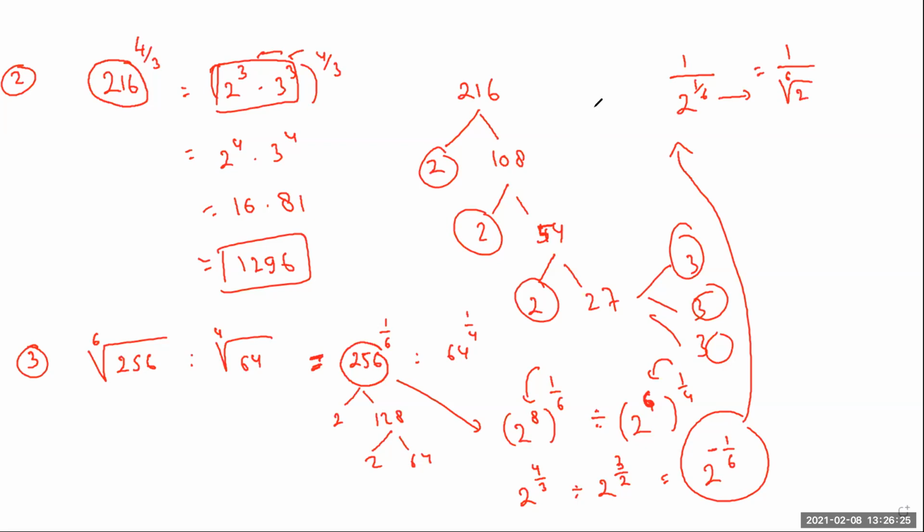The simplifying part doesn't have to be the same base. Wait, it depends. For example, like this one, Hillary, this one can be simplified into this because the base is the same, 2 and 2. That's why the exponent can be subtracted, right?